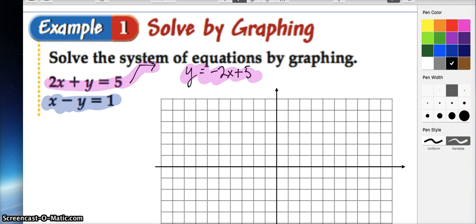I'm going to solve in a similar way. I want to get y by itself. When I do that, however, I'm left with a negative y. Notice I'm adding a negative x to both sides.